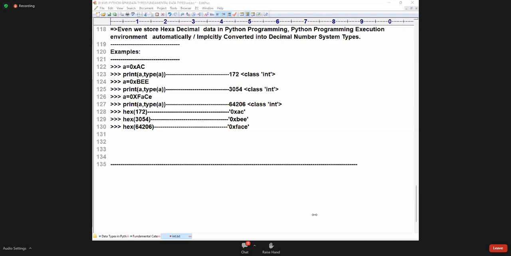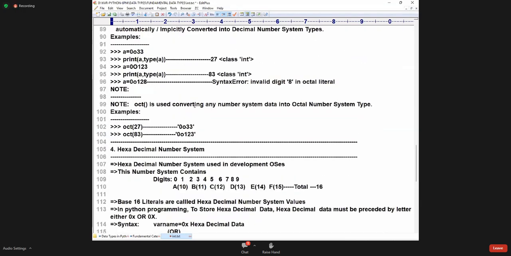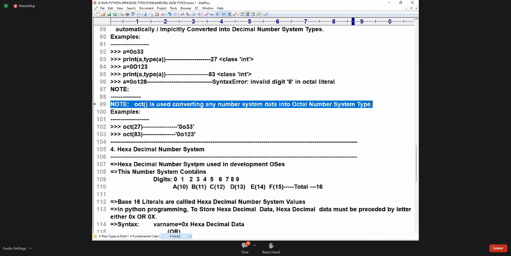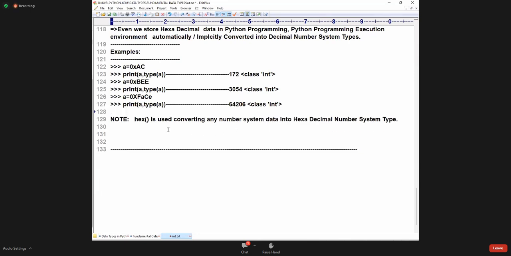So now students, let me go further. I am writing one note point here. What is the note point I am writing? I am writing here: hex() is used for converting any number system data into the hexadecimal number system. Now I am giving the hexadecimal number system. This is the value I would like to keep here.